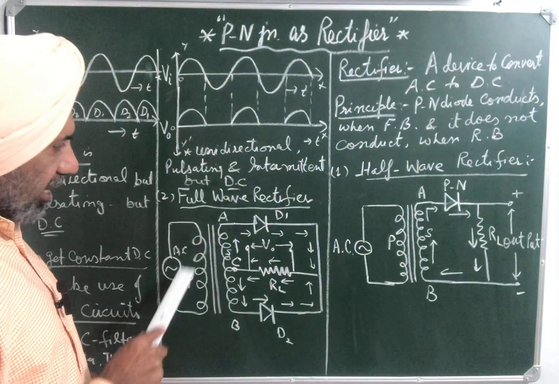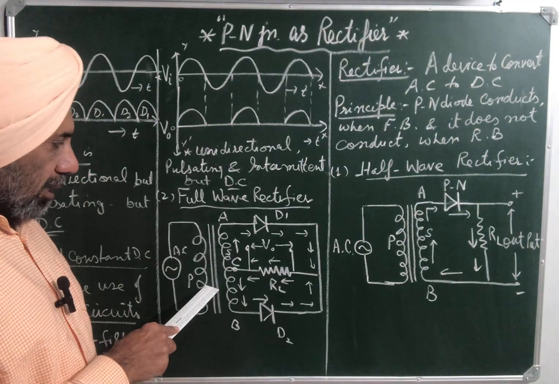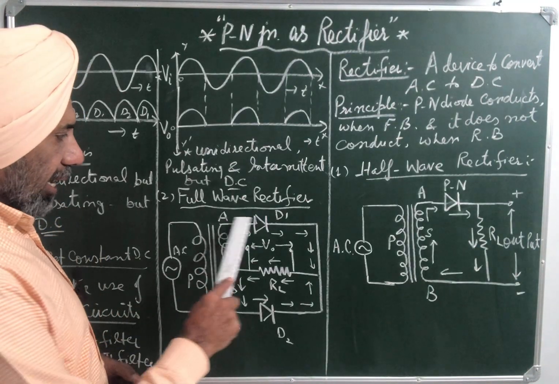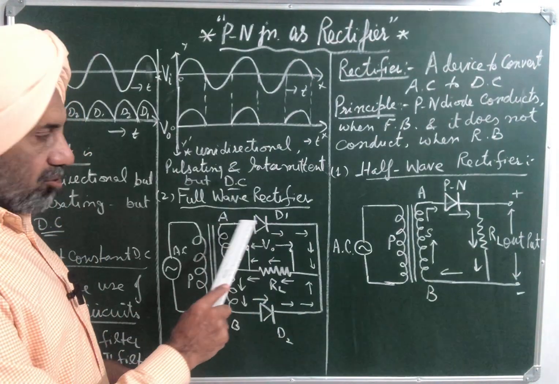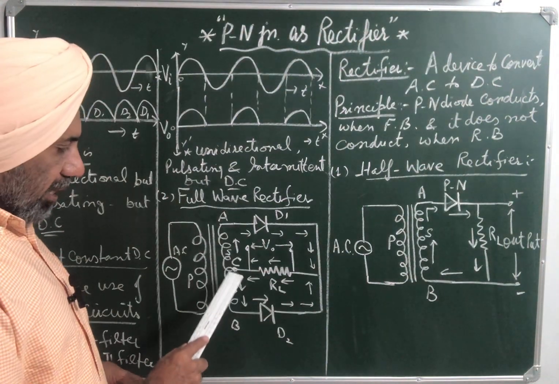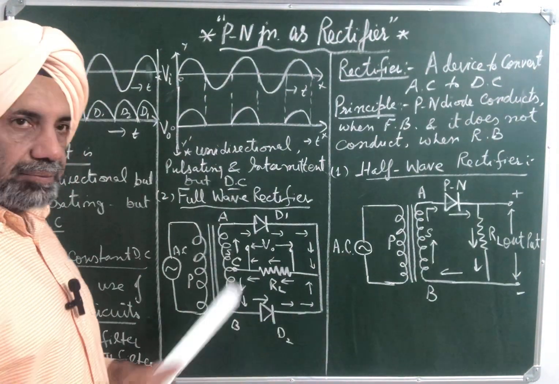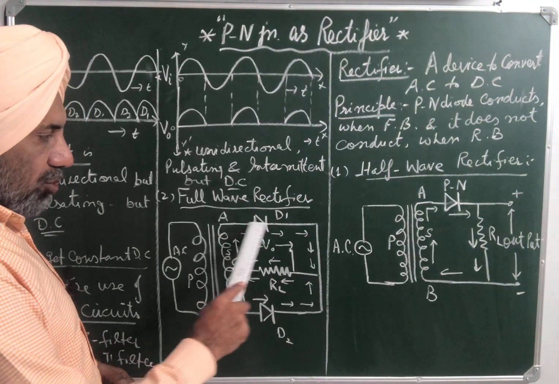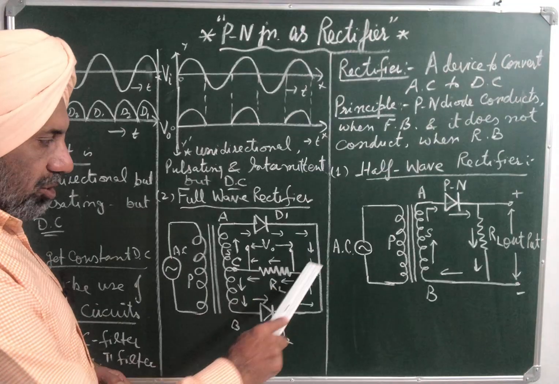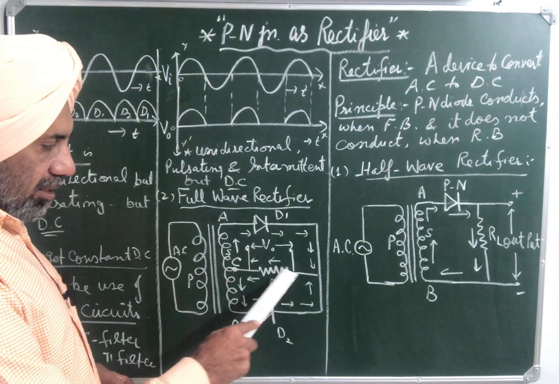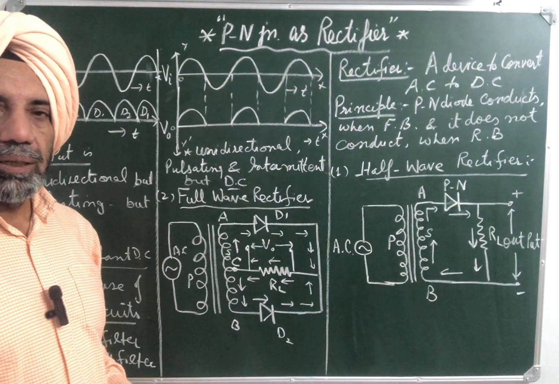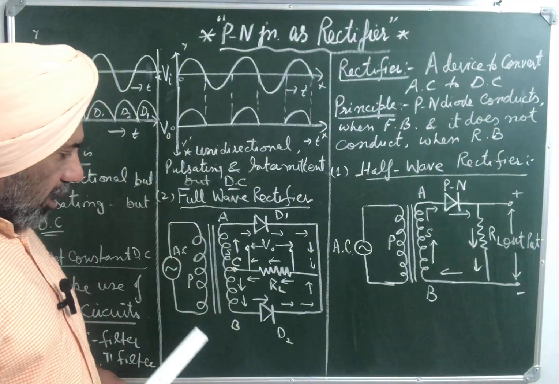First of all, when the positive half cycle falls and A becomes positive, say, then diode D1 becomes forward biased. It means diode D1 conducts, but D2 becomes reverse biased, D2 doesn't conduct. So we get output, current flows in the circuit in the direction of these arrows in the clockwise direction, and we get output across the load, and this is the direction of current across the load.